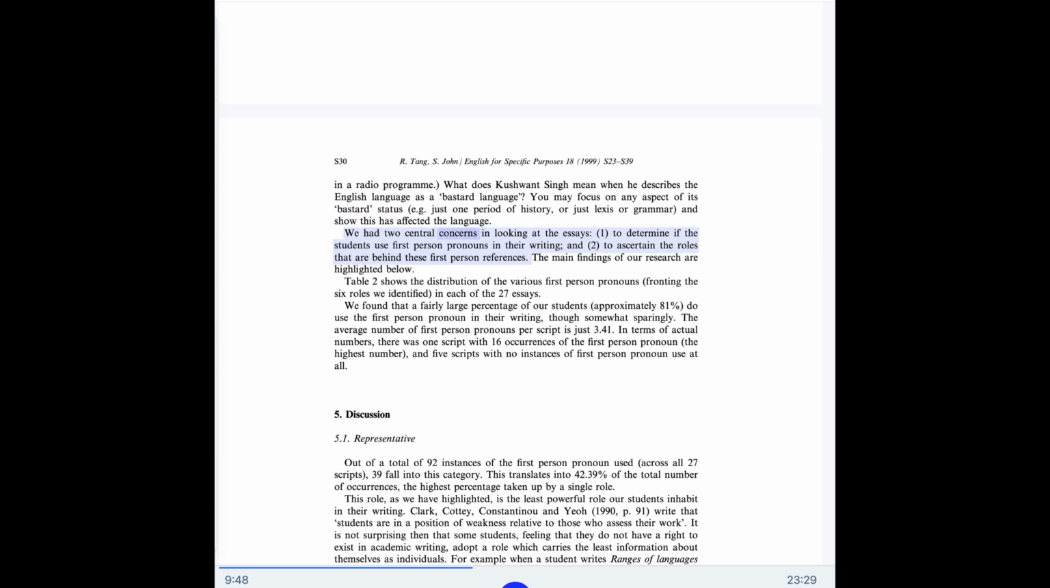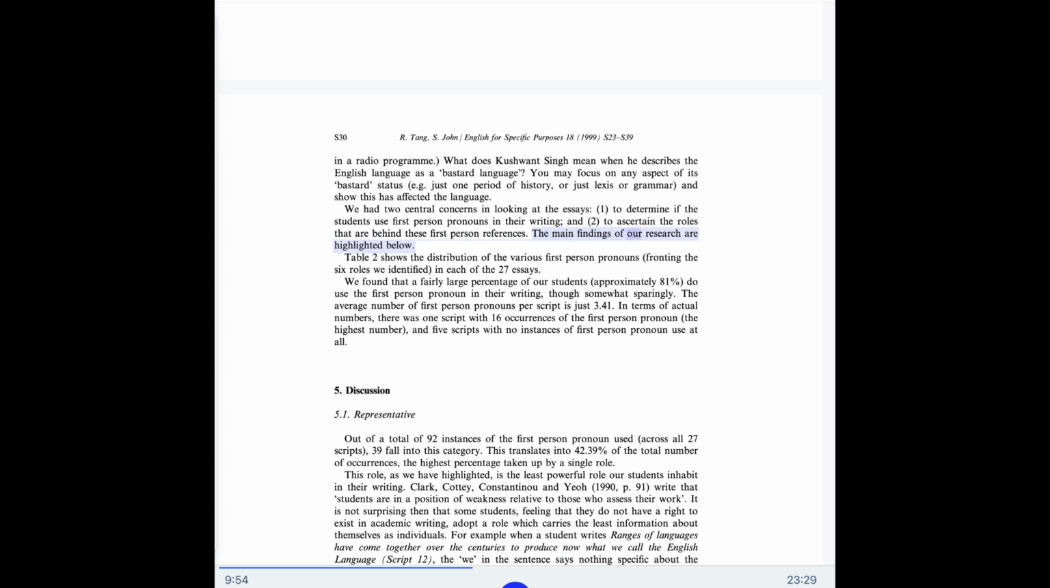We had 2 central concerns in looking at the essays: 1, to determine if the students use first person pronouns in their writing, and 2, to ascertain the roles that are behind these first person references. The main findings of our research are highlighted below.